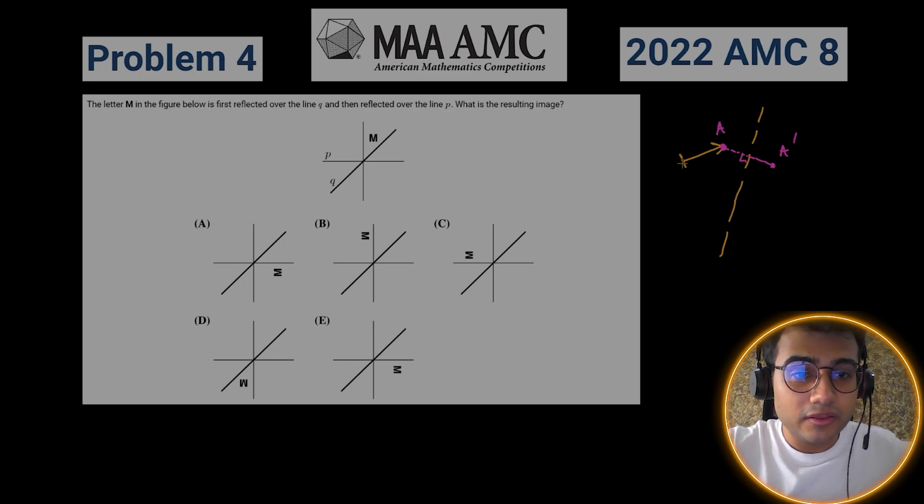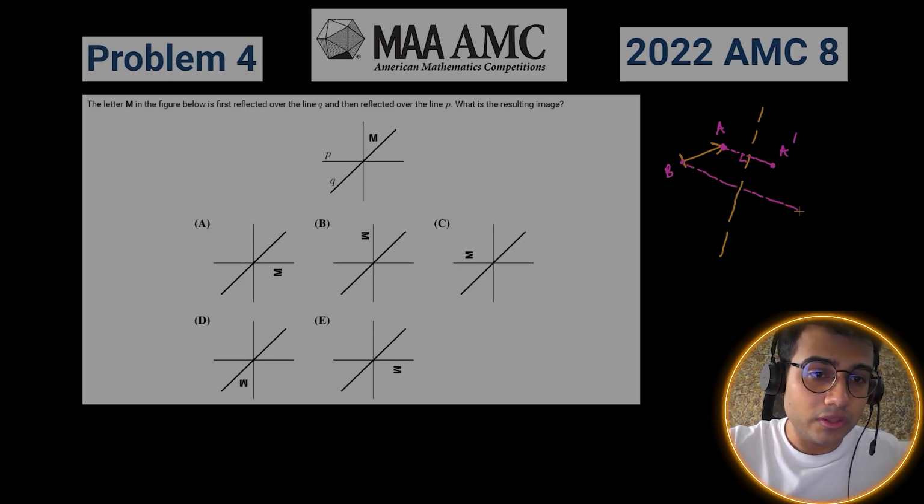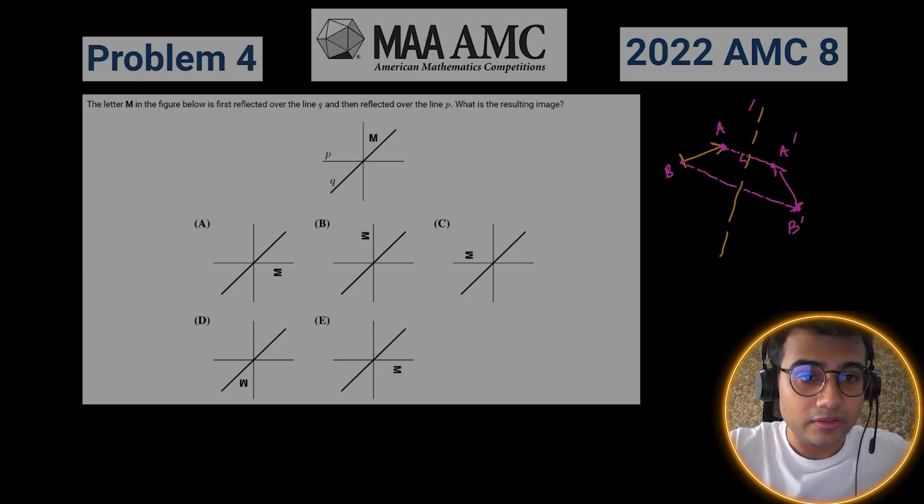So let's say this point is B. So the reflection of that is going to be, we drop a perpendicular onto the line of reflection. We go the same distance the other way. So that is where B dash is going to be. So the arrow after reflection is going to look like this. Right? So that's the reflection of that orange arrow in this line.